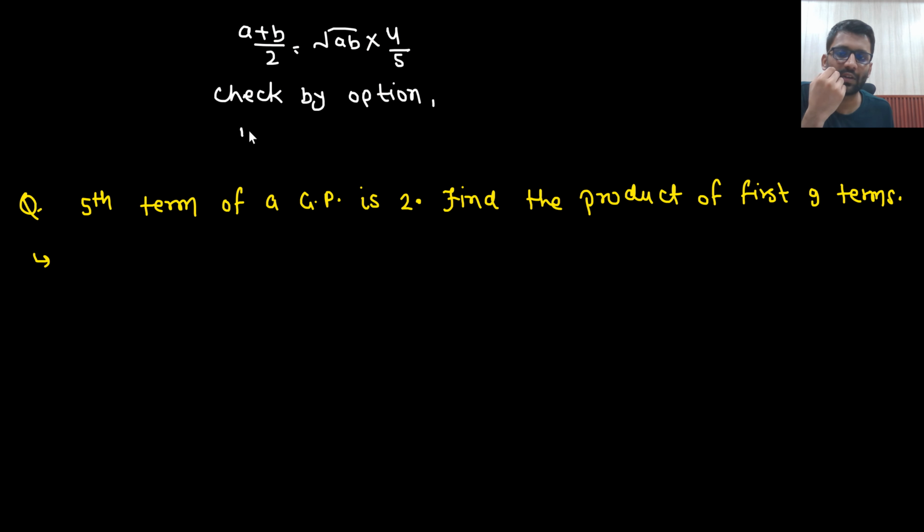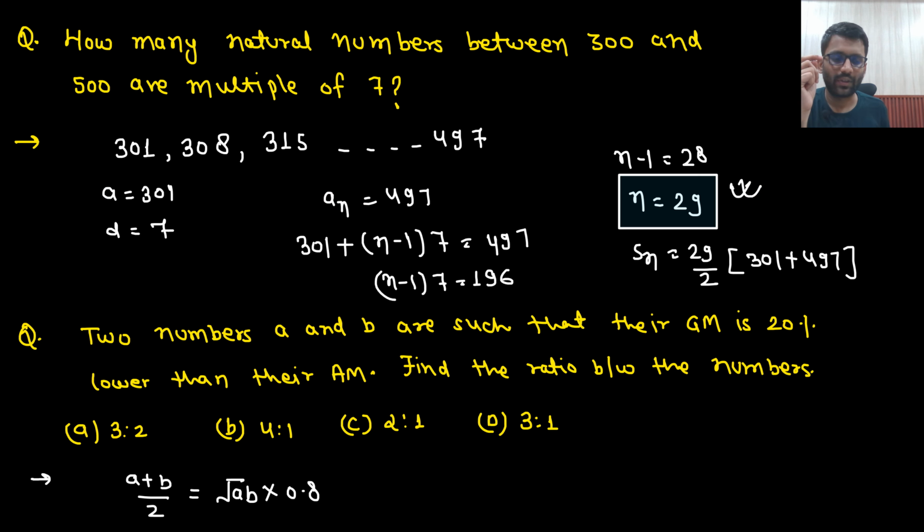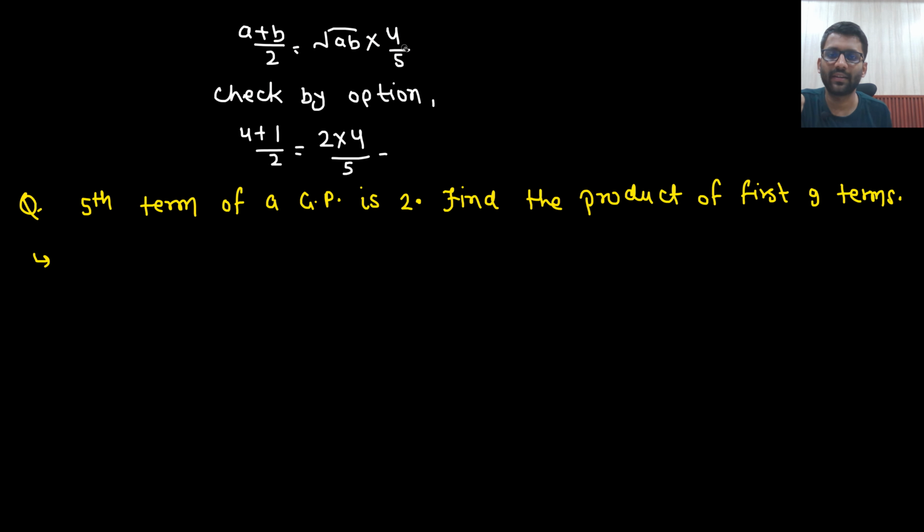So if I check with 4:1, so 4 plus 1 by 2, 4 into 1 is 4, root is 2, 2 into 4 by 5. So 5 by 2 and it is 8 by 5. Yeah, so there is a small error I did here, that is this 0.8 will come here, no? Because if this is 80, this is 100. So 0.8 will come here. So this was the error that I did.